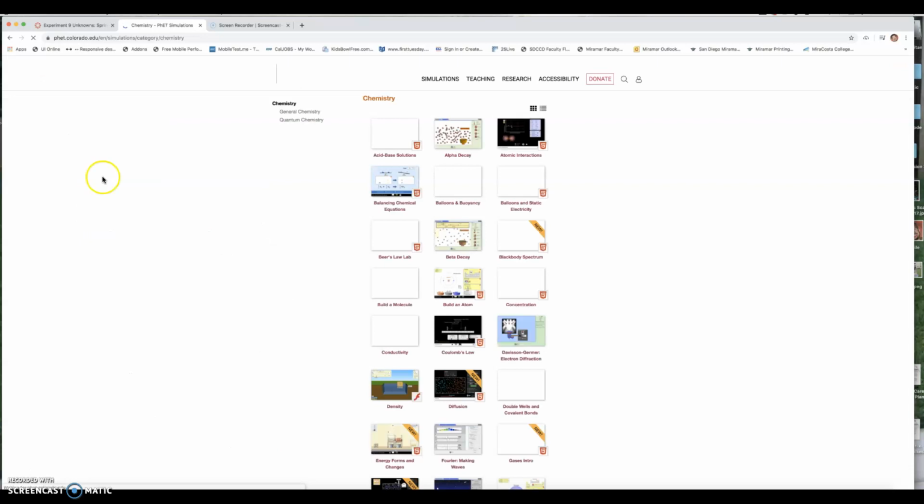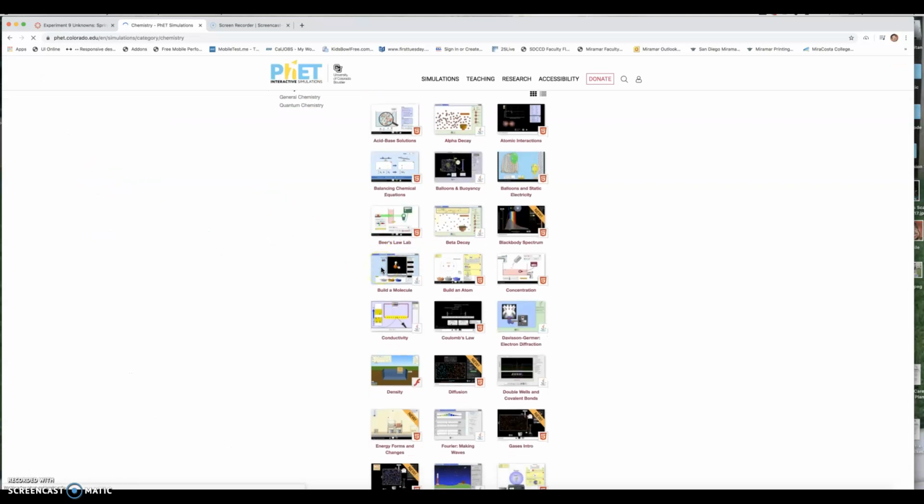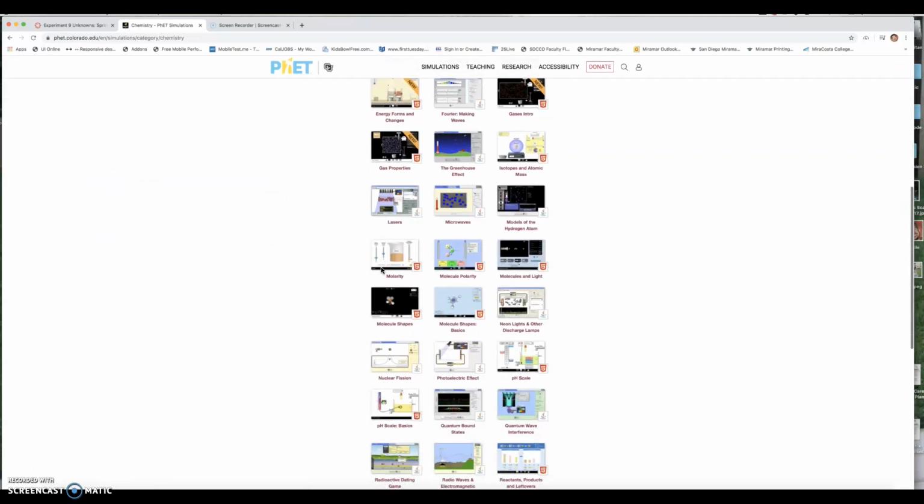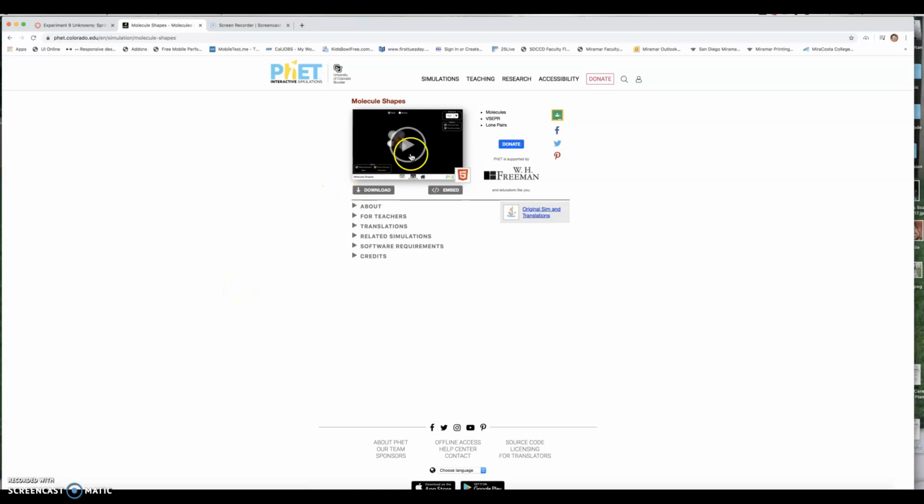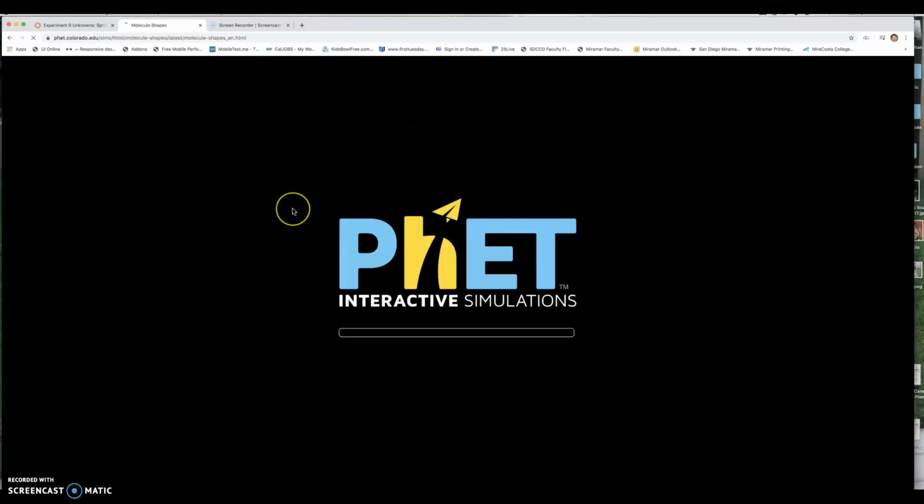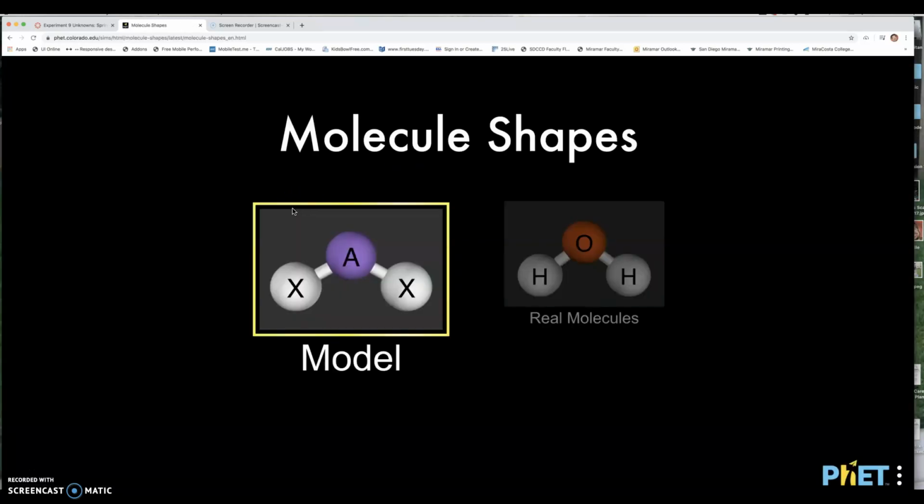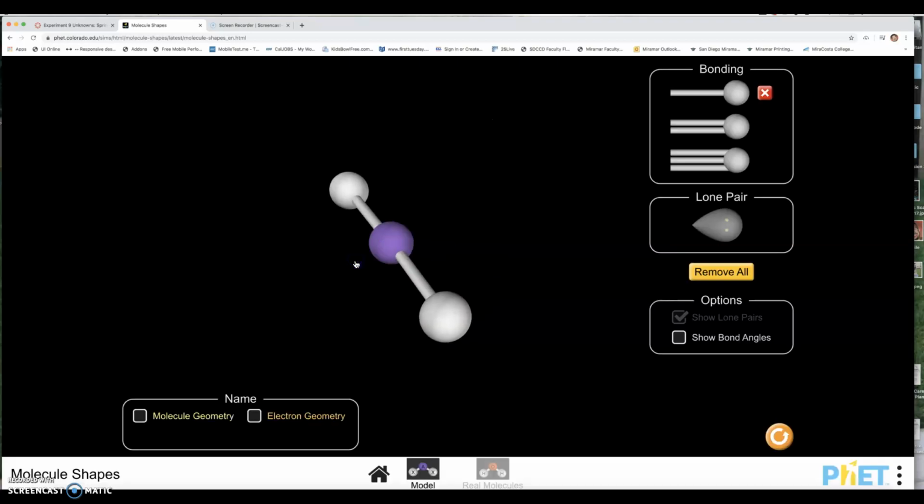I'll click on chemistry, I'll scroll down, and the one that's really useful for this lab is the molecular shapes. When you click on the molecular shapes, you can go ahead and download this, and the reason why I picked this one is you don't need Java or a flash drive or anything. And one of the things I want to show you is how you can build your models.